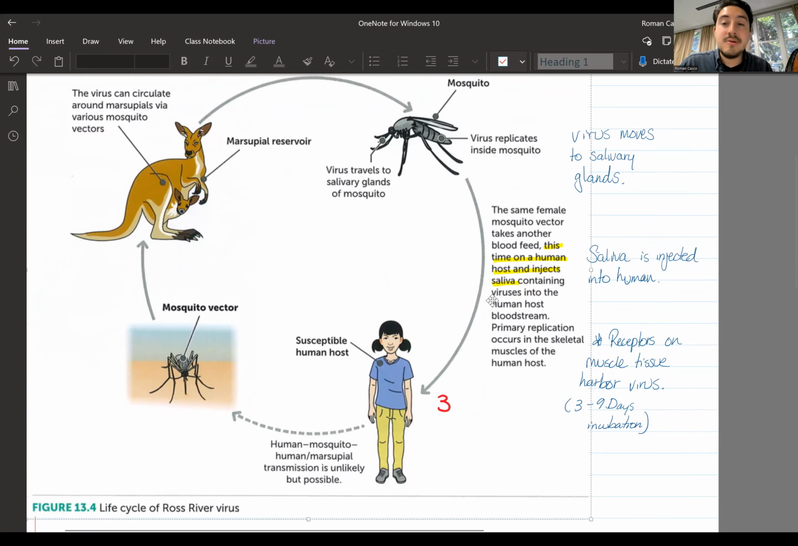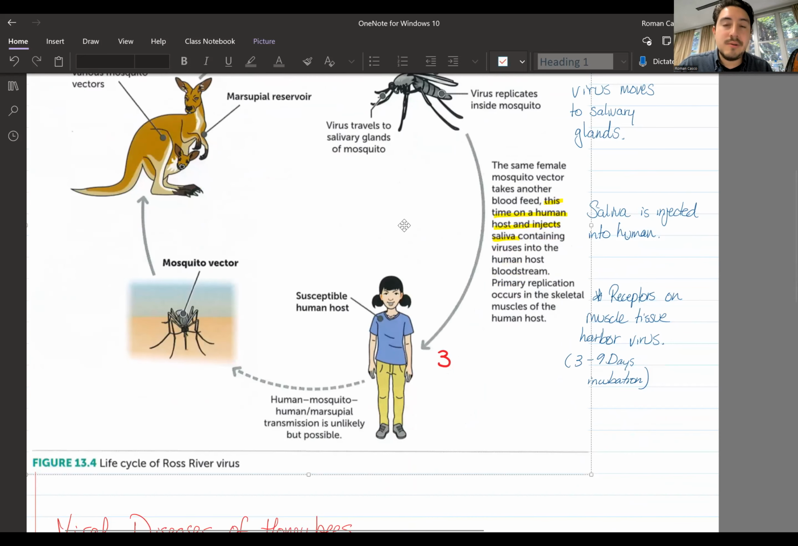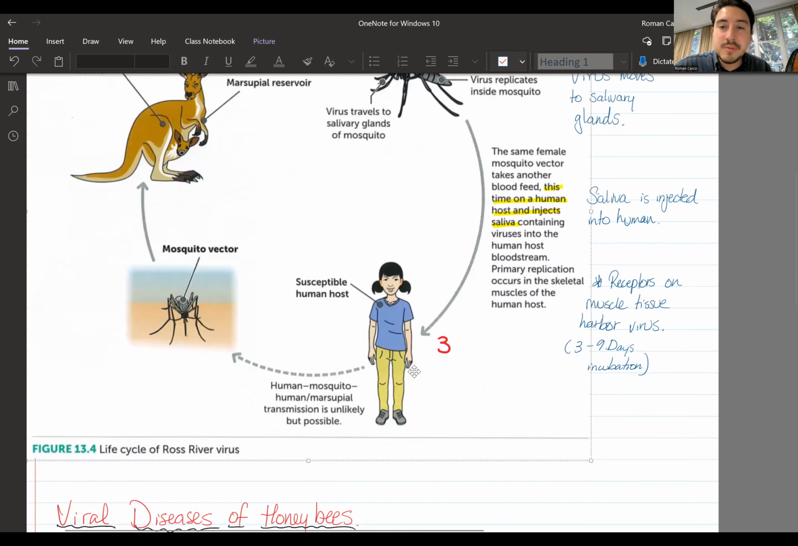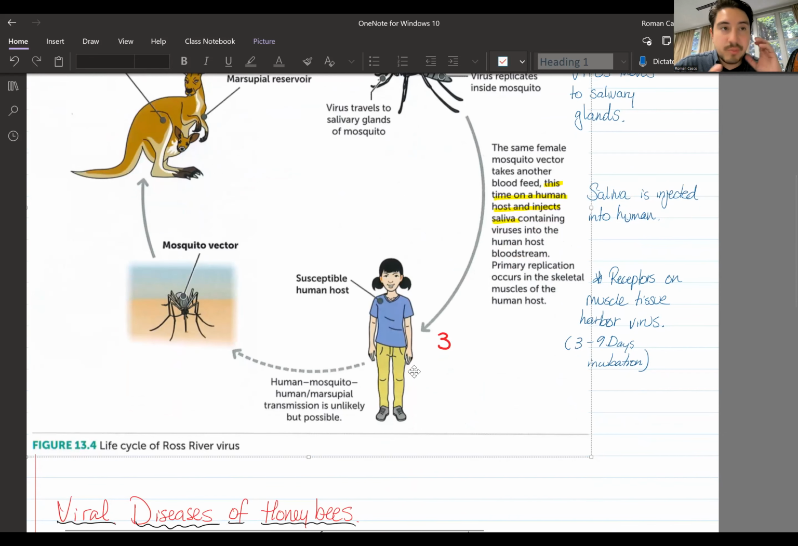In this case, you have humans, right? And again, remember, these are female mosquitoes. So you're going around to get another blood feed. As a mosquito, essentially you come into a human, you pierce with your proboscis on the human skin, right? But now instead of sucking in blood, you're liberating saliva.